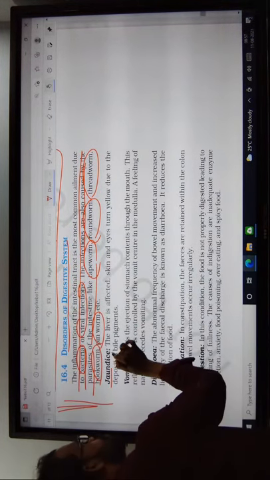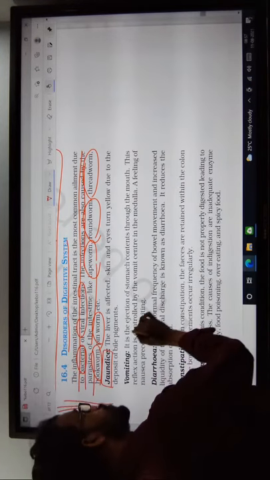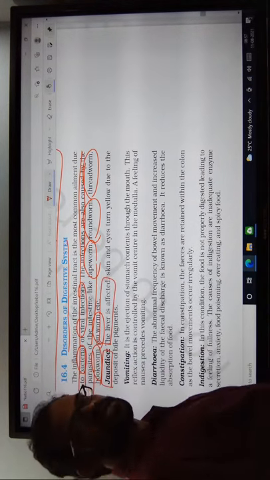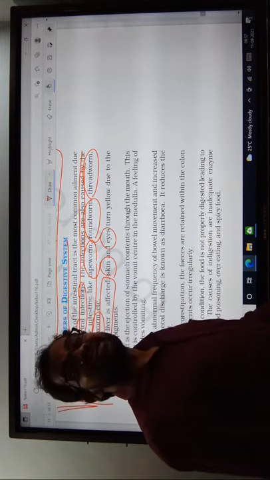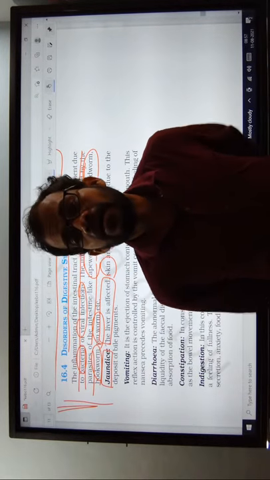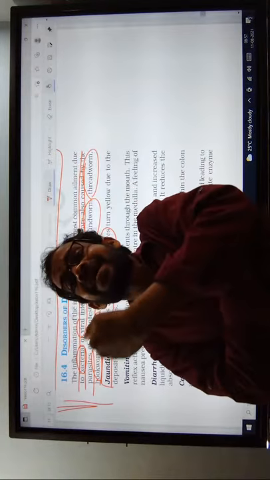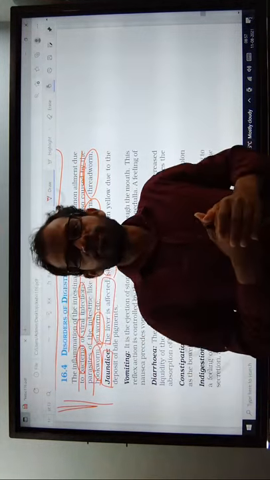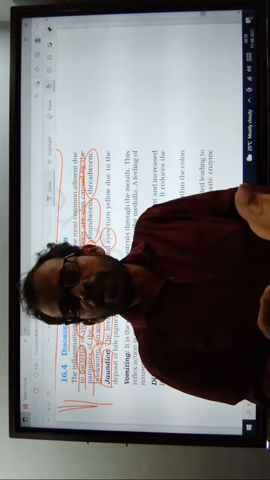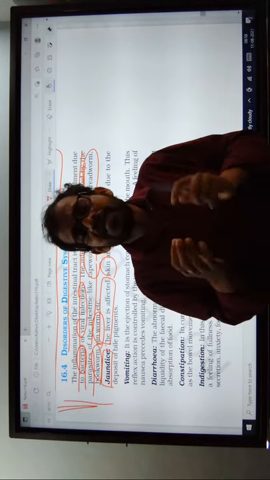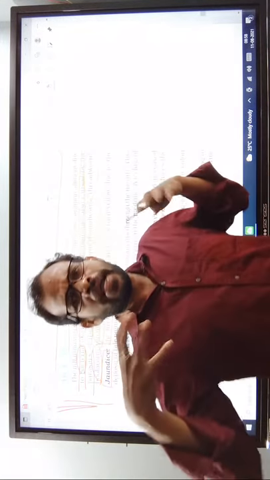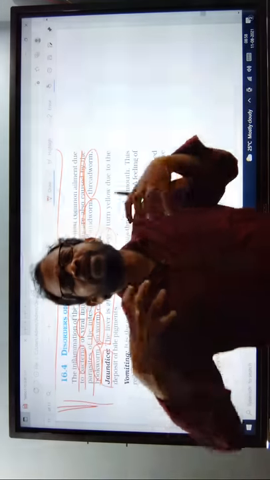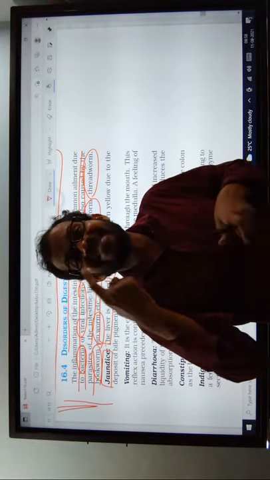Coming to the first one, jaundice. In jaundice, the liver is affected, and also the skin. Whenever the liver is affected, the red blood cells are destroyed. What is the lifespan of the red blood cells? 120 days. Before they complete their lifespan, within 6 to 7 days they are destroyed. Whenever the red blood cells are destroyed, they convert into bilirubin and biliverdin, which accumulate in the eyes and skin.